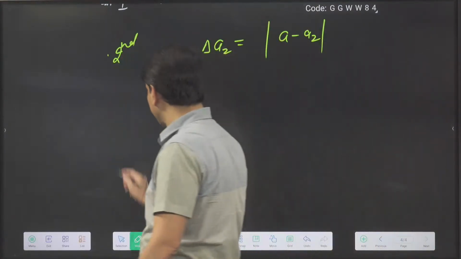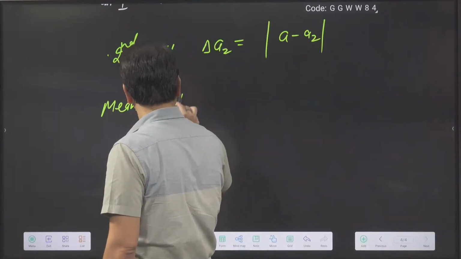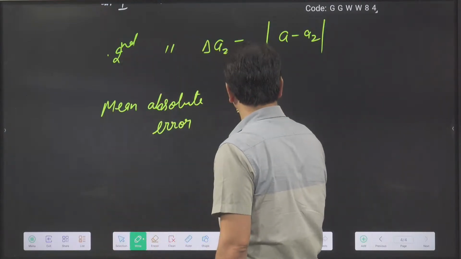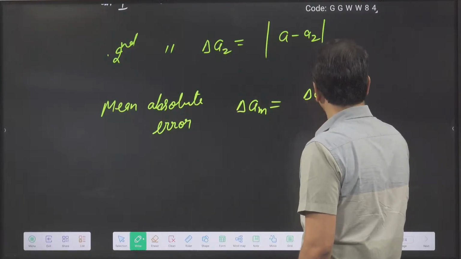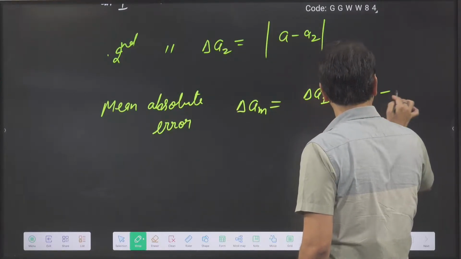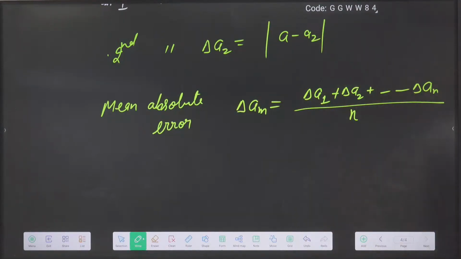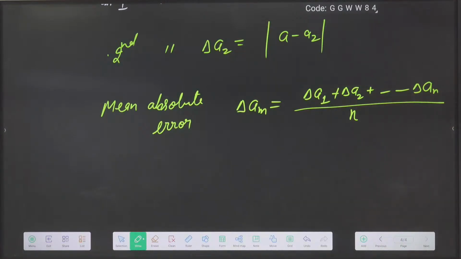Then what is the mean absolute error? That is delta A M. Delta A M will be equal to delta A1 plus delta A2 plus dot dot dot delta A N, divided by N. Same as how you calculate the mean value, in the same way we can calculate the mean absolute error.